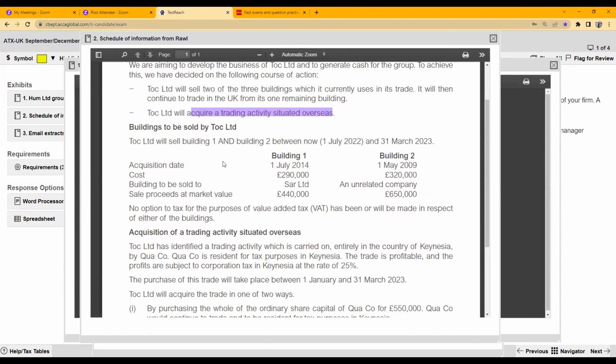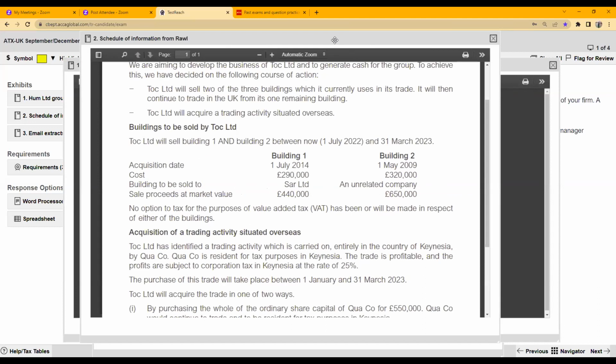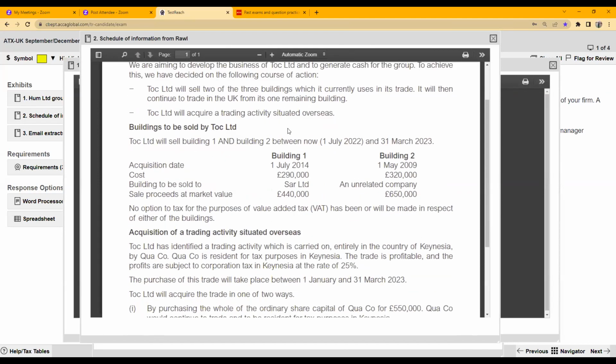We shall be looking at what's included in the scenario: Talk Limited wants to expand its business overseas, but for expanding business, which option they are looking for, whether they want to open up a subsidiary or whether they want to open up an overseas branch.